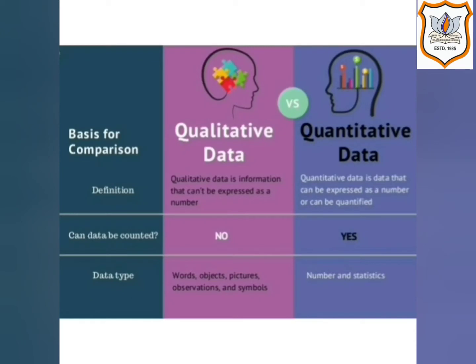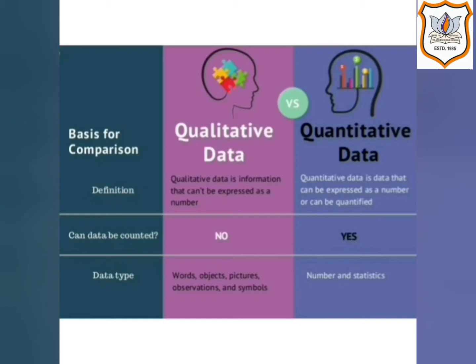Definition. Qualitative data is information that can't be expressed as a number. So we have already studied that qualitative data means that which cannot be measured. That means that can't be expressed as a number. Other is quantitative data. Quantitative data is data that can be expressed as a number or can be quantified. So quantitative data means that which can be measured. Second point, can data be counted? In qualitative data, no, data cannot be counted. In quantitative data, yes, data can be counted in numbers.